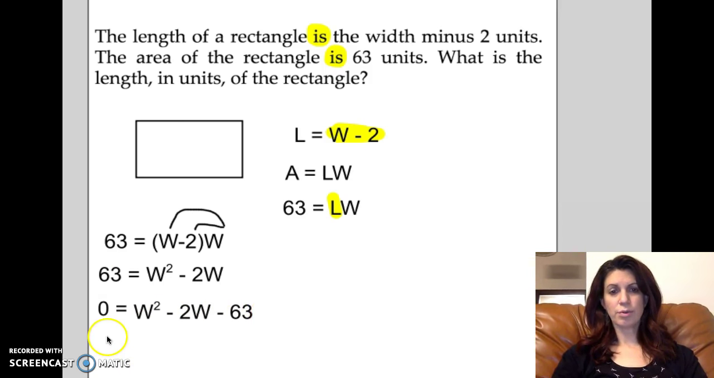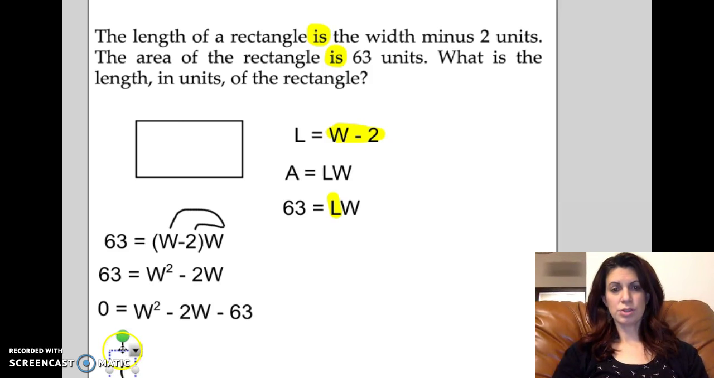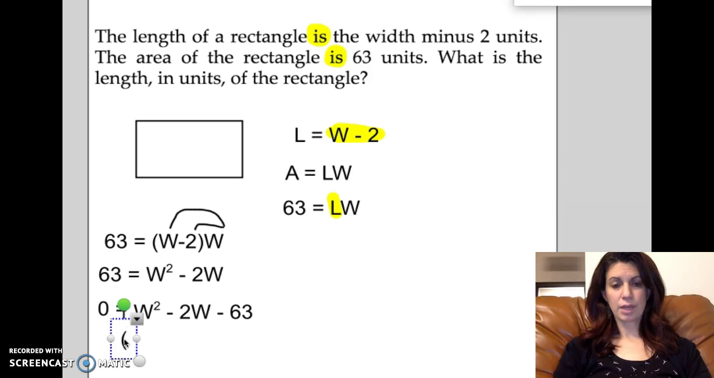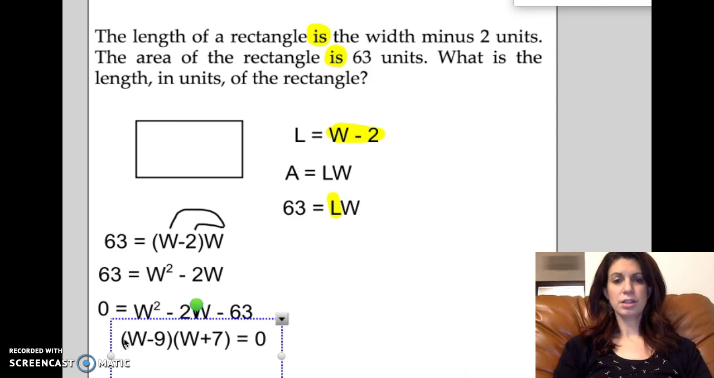So what we'll do now is factor: what multiplies to get 63 and adds to give negative 2. I know that 9 times 7 gives me 63. So we have W minus 9, and negative 9 plus 7 gives us negative 2, so we have W plus 7, and this is equal to 0. So these are the factors. The solutions are W equals positive 9 or negative 7.